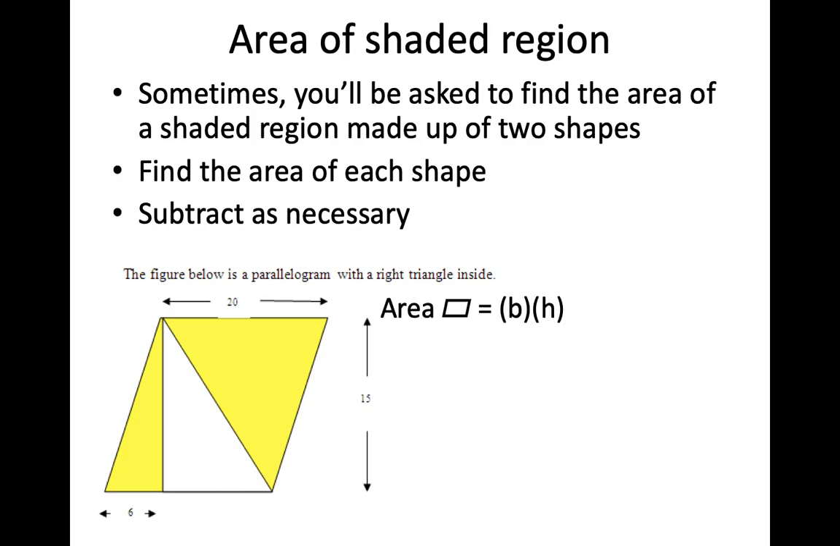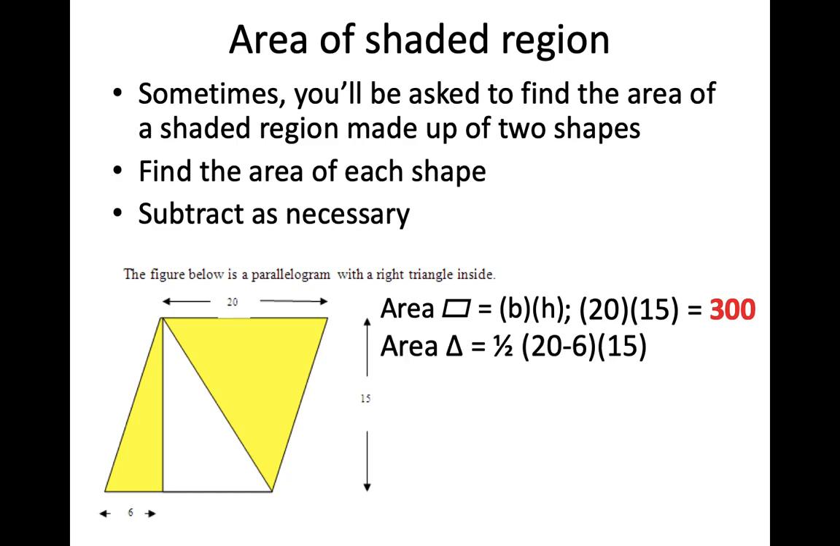So to do that, I'm going to find the area of the parallelogram, which is base times height, which in this case is the base is 20 and the height is 15, so that would be 300. I then need to find the area of the triangle, which is 1/2 of my base. The base would be that bottom piece is 20, but then I'm not taking 6 of it, so it would be 20 minus 6, and the height is the same as the height of the polygon, so that would be 15. So that would be 1/2 of 14 times 15, which is 105.